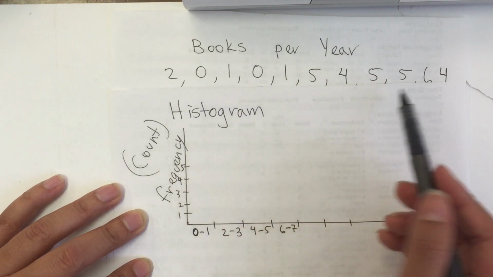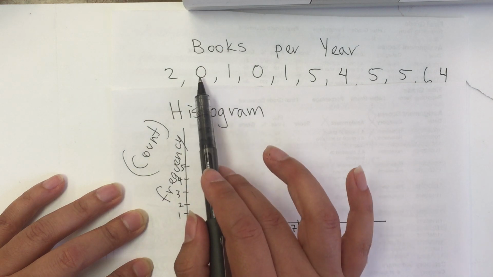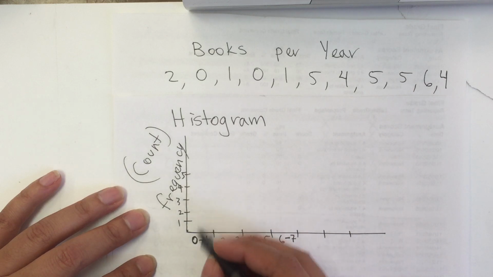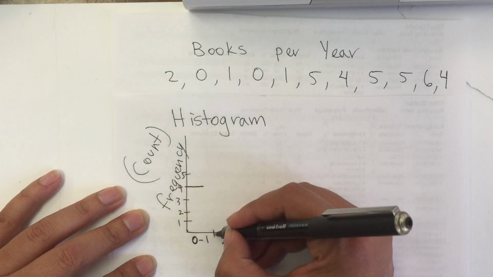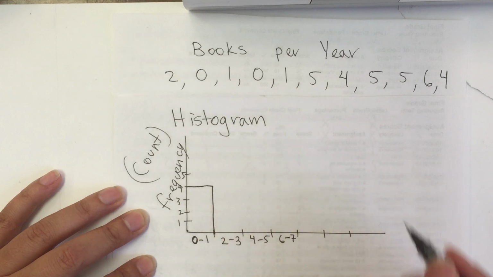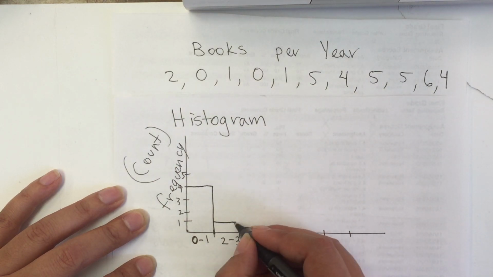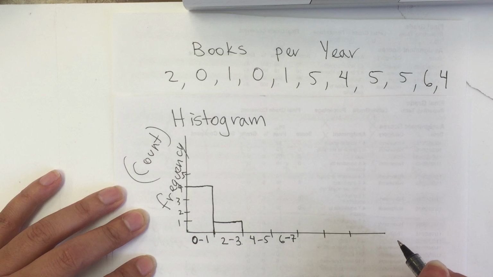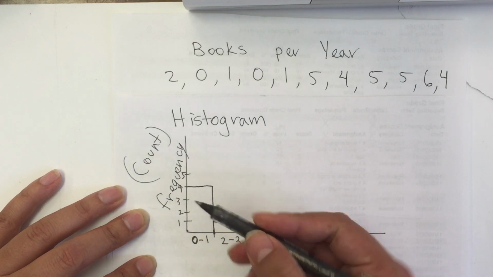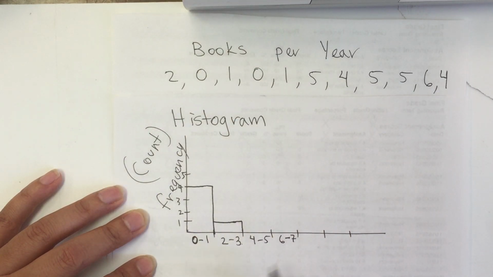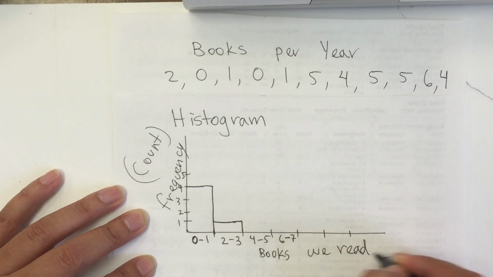So if we look here, 0 to 1, 0s and 1s will be 1, 2, 3, 4. So 4 people read from 0 to 1. How many people read from 2 to 3 books? Only one person reads 2 to 3 books. Okay, so it looks like a bar graph, but again, the y-axis tells me how many do this. Books we read per year.